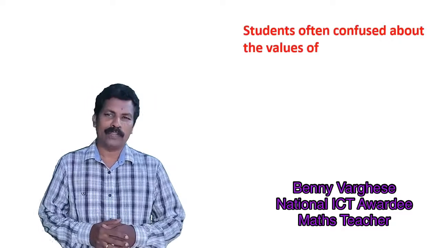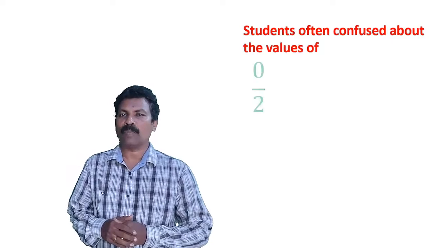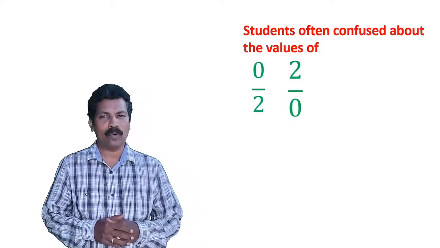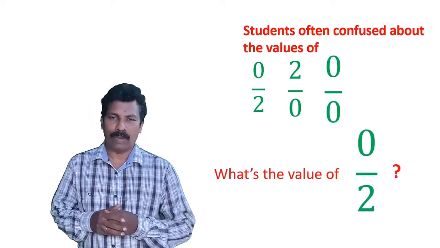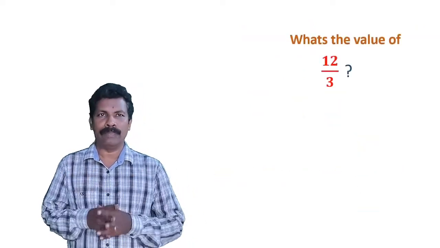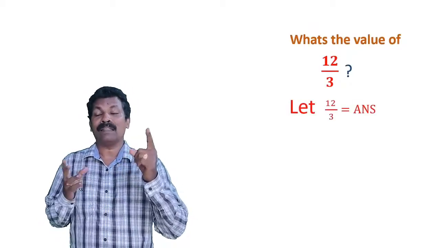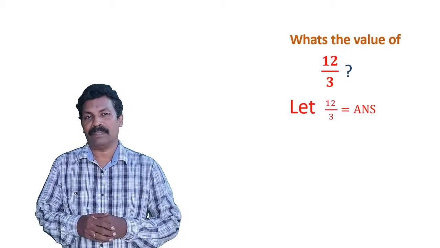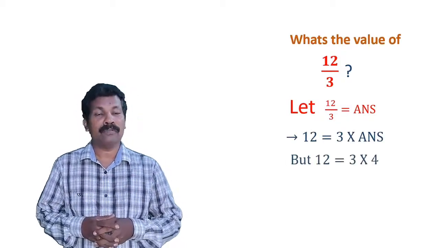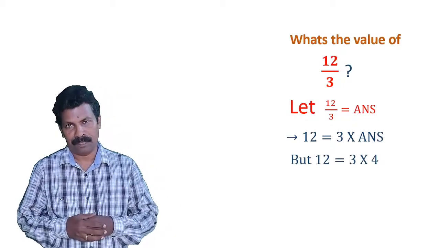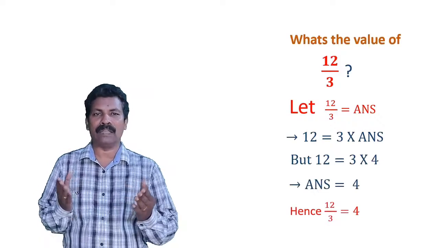Hi. Students are often confused about the values of 0 by 2, 2 by 0 or 0 by 0. What's the value of 0 by 2? Okay, let it be. What is the value of 12 by 3? Let 12 by 3 be equal to answer. Then 12 is equal to 3 into answer. But 12 is equal to 3 into 4. So the answer is 4. So we can write 12 by 3 is equal to 4.